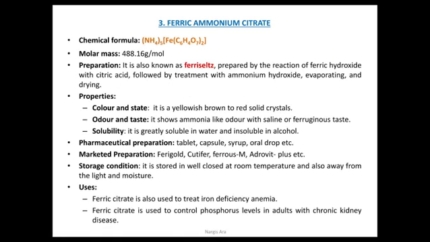Well, the next one is ferric ammonium citrate, and the chemical formula you could see on the screen, and the molar mass is 488.16 gram per mole. Preparation. First of all, it is also known as ferricells. It is prepared by the reaction of ferric hydroxide with citric acid, followed by treatment with ammonium hydroxide, evaporating and drying.